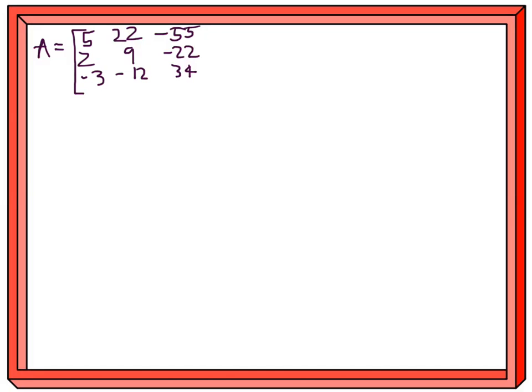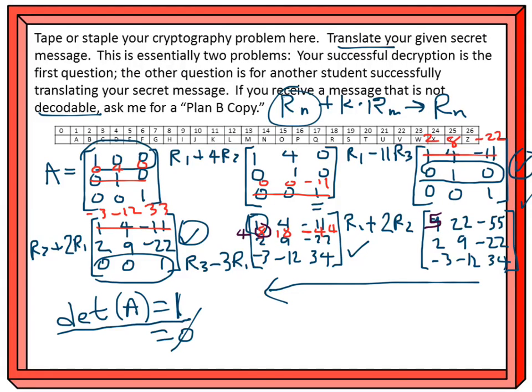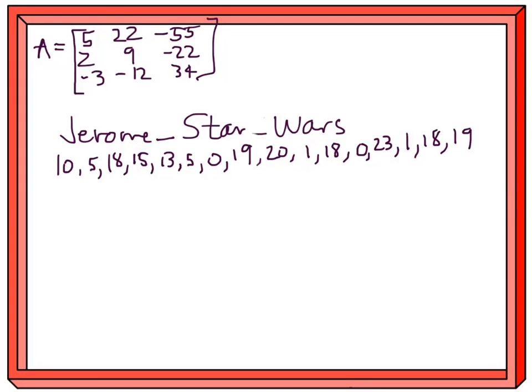Okay, and so now you have to come up with, say, your secret message. So I'm going to go with my name, Jerome, and then a space, and then Star, and then Wars. Then I'm going to use the table back over here on this page in order to put numbers to each one of those letters. So let me pause right now and go ahead and do that. Alright, so I have translated all my letters into numbers, and now I've got to make them into vectors.